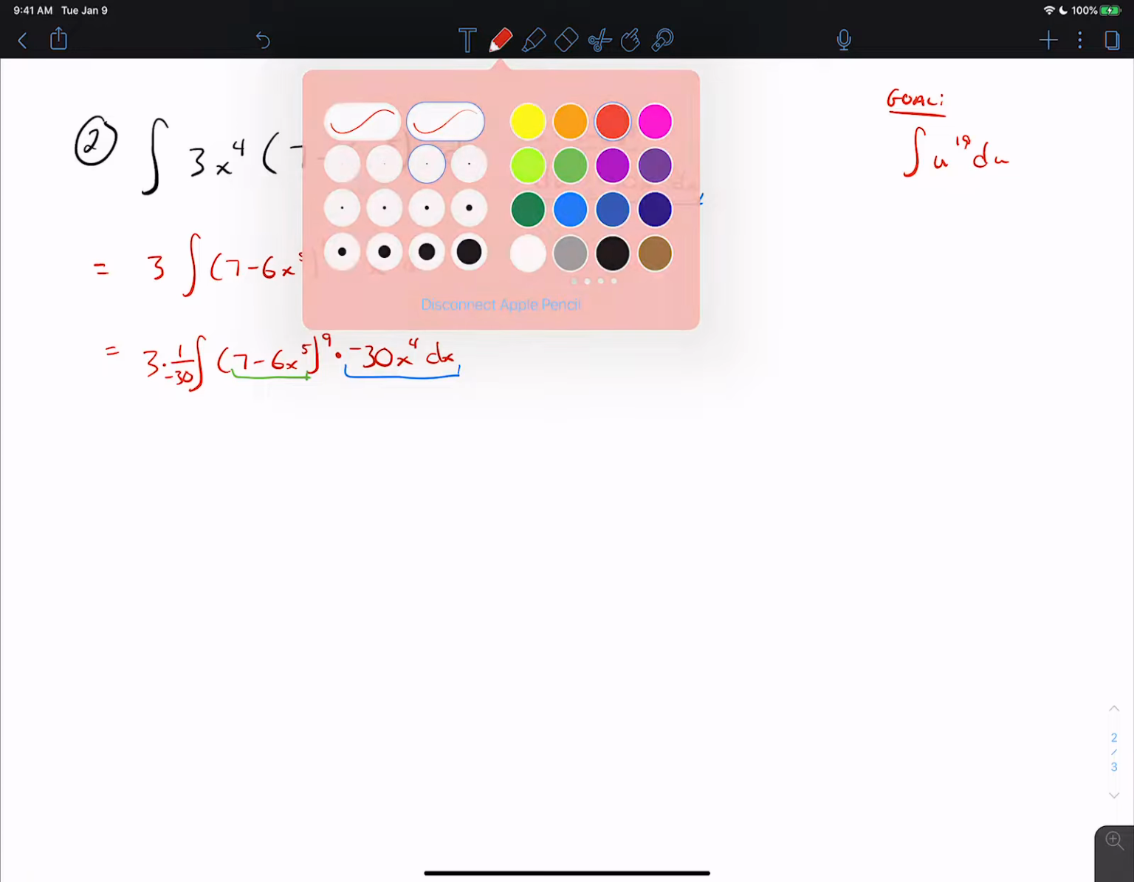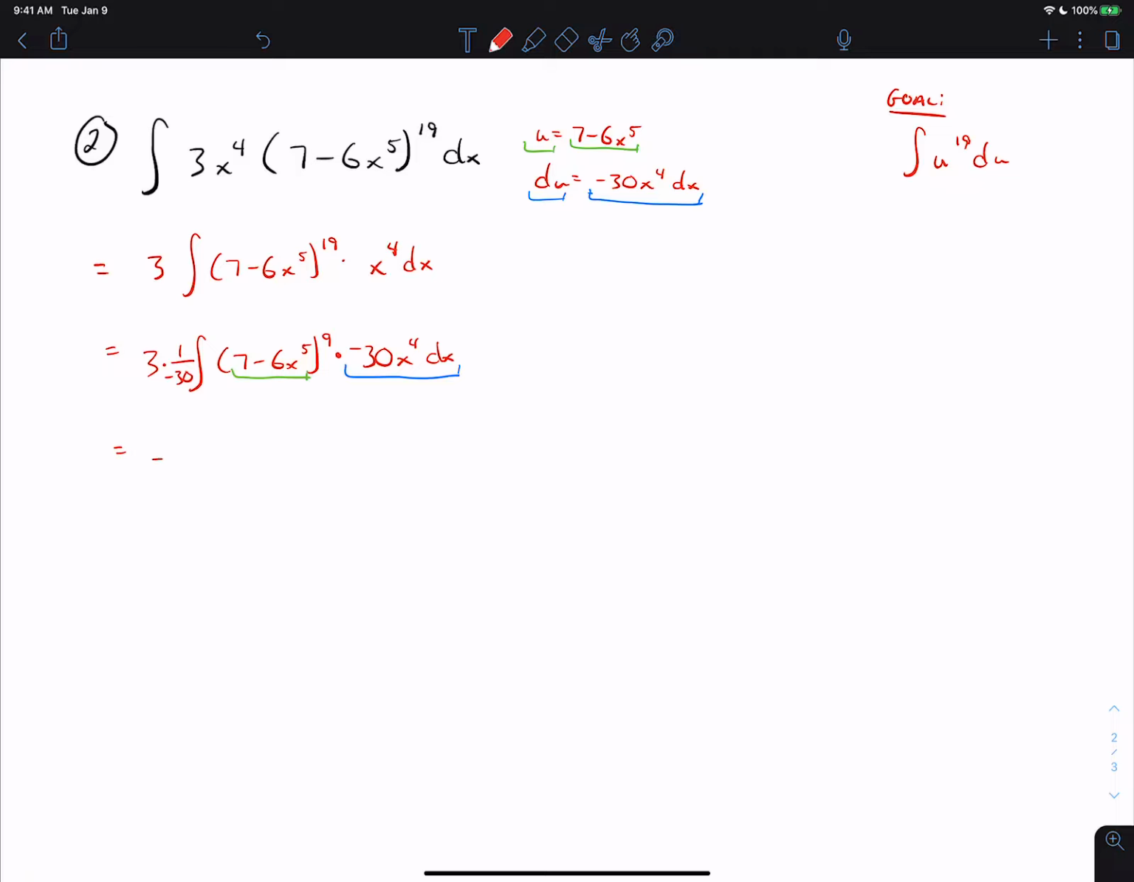So when I do the problem and rewrite this, I can first of all multiply those fractions and cancel the 3 with the 30 and get negative 1 over 10. I can replace 7 minus 6x to the fifth with u, and whoops, 19 the whole way, sorry about that. So go back, and these are 19s. And I can replace negative 30x to the fourth dx with du.